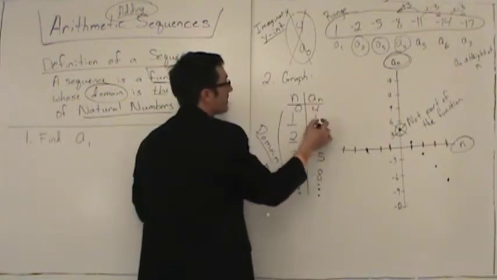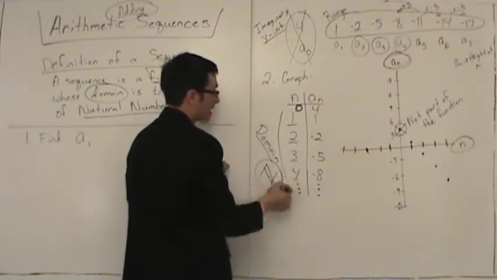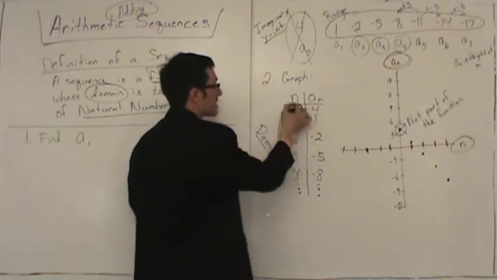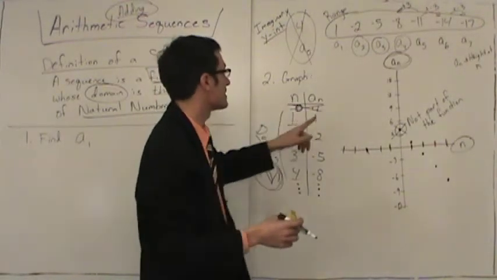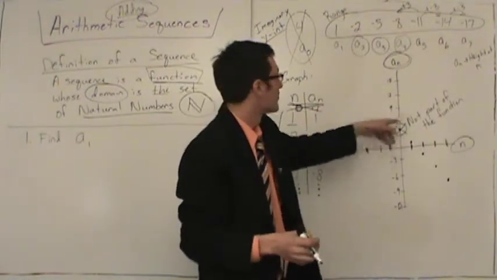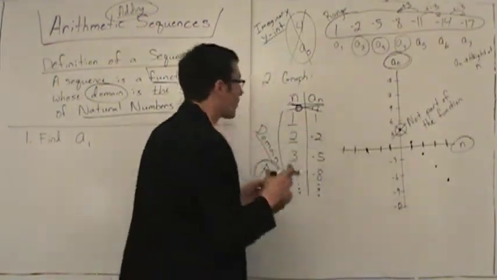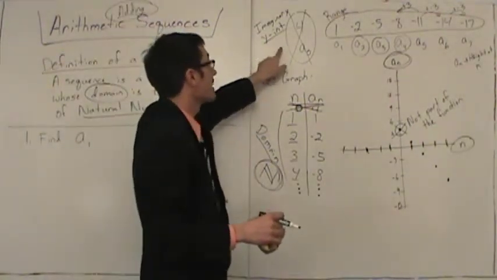Why is this not a point? Because 0 is not a natural number. Okay, 0 is not a natural number. 0 is not in the domain, so cross it out. Okay, put it in the t-table, but cross it out. This is the imaginary y-intercept. It doesn't actually exist as part of the function. But why is this important? This is important because it's going to save us a lot of time in finding the equation of this arithmetic sequence.